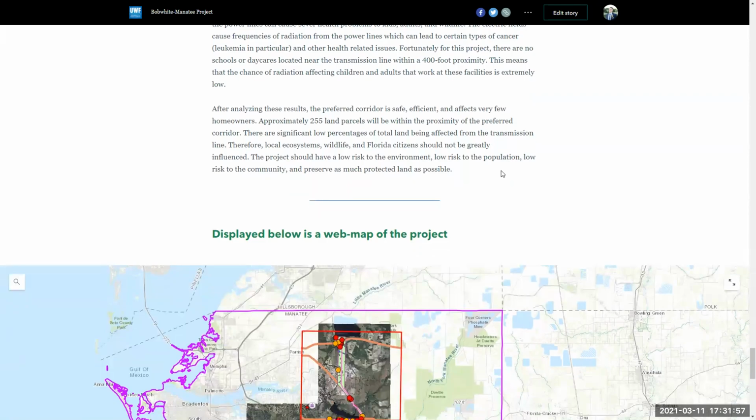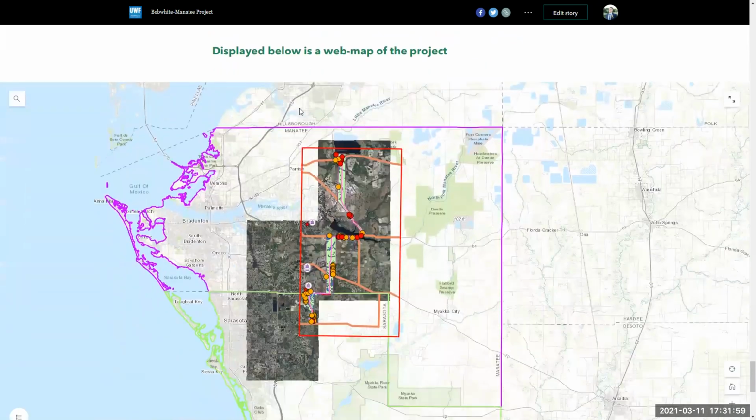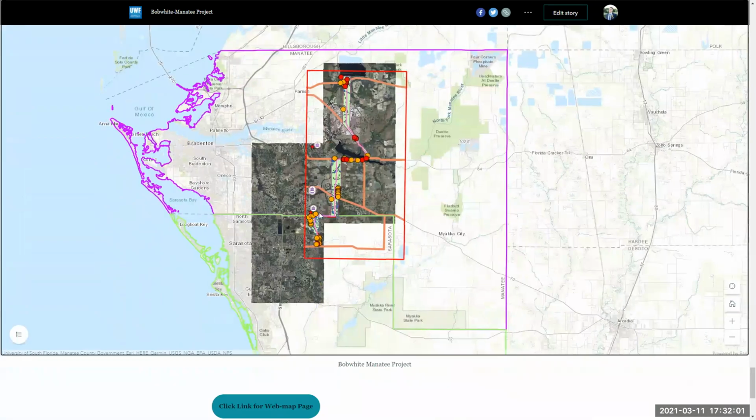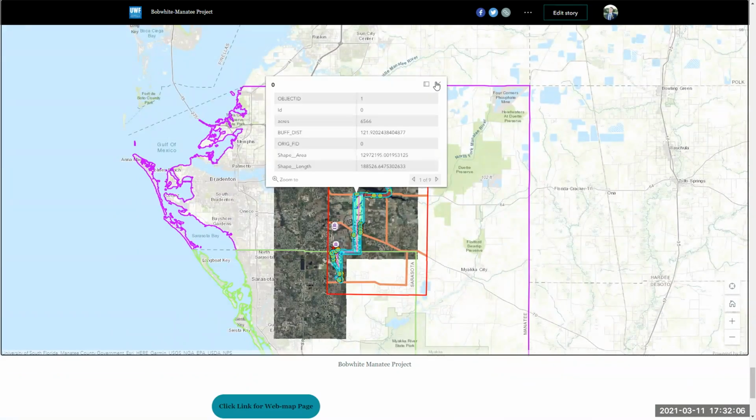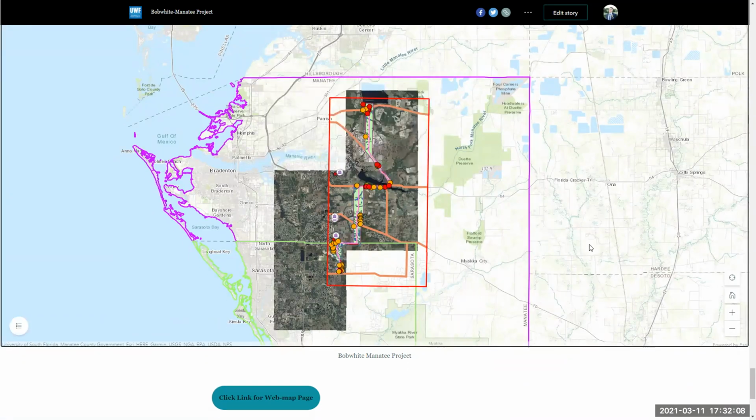Again, if you want to take a look, I have a web map here displayed. It's got all of the data mapped in here. You can analyze, click around, query data. It's going to have everything in here for my project.